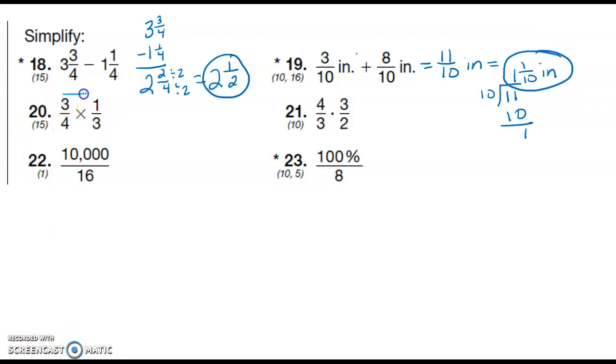All right, so here we're going to multiply across the top. 3 times 1 is 3. And we're going to multiply across the bottom. 4 times 3 is 12. And then we're going to reduce. 3 divided by 3 is 1.